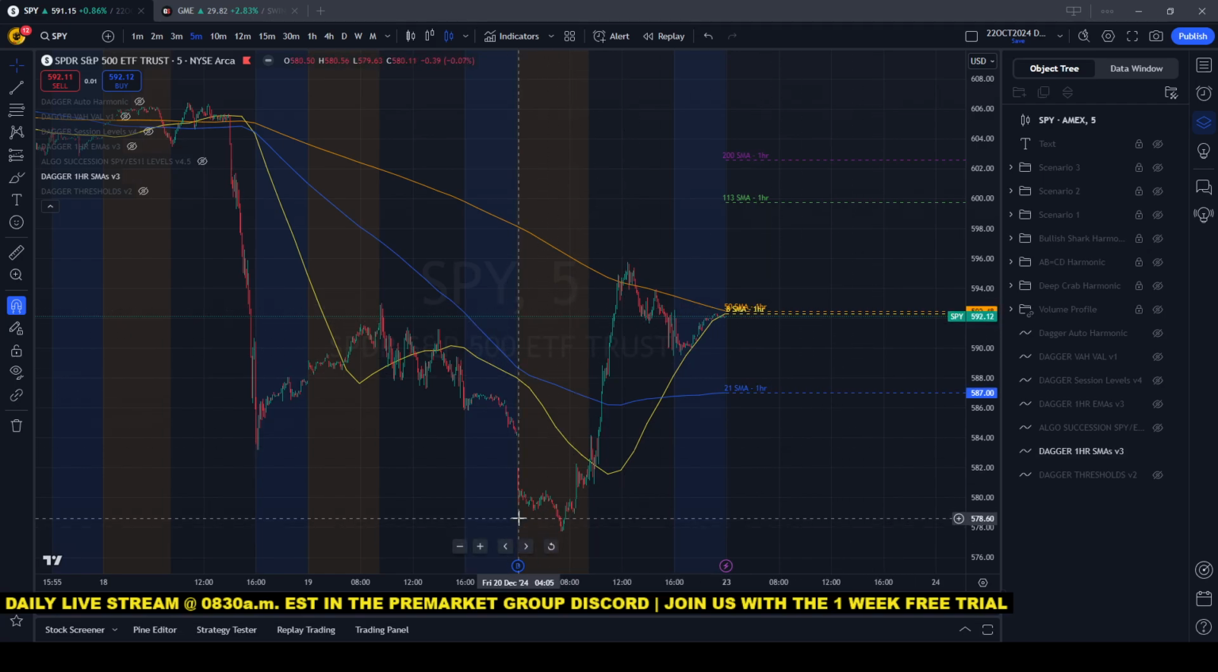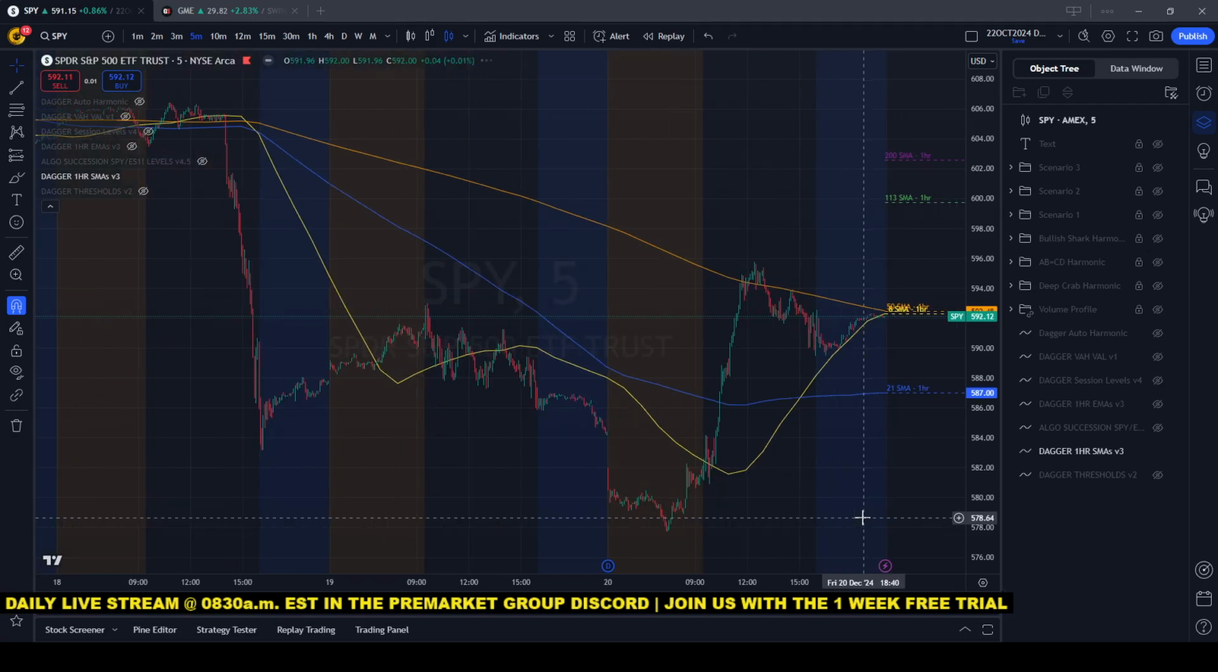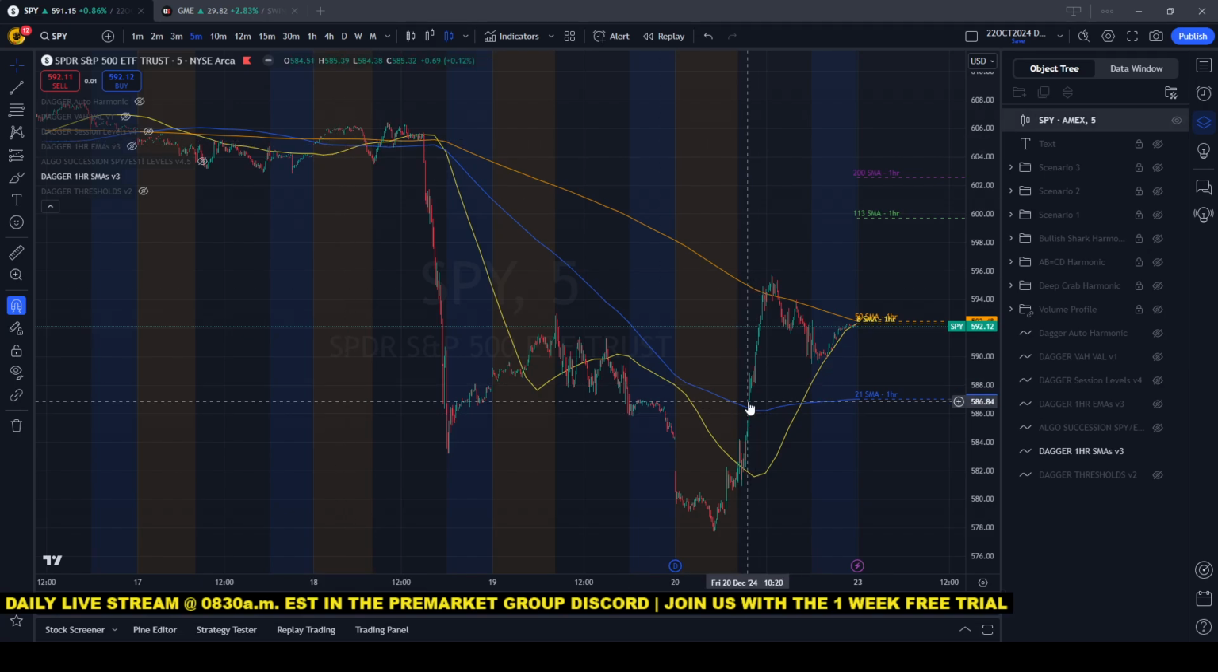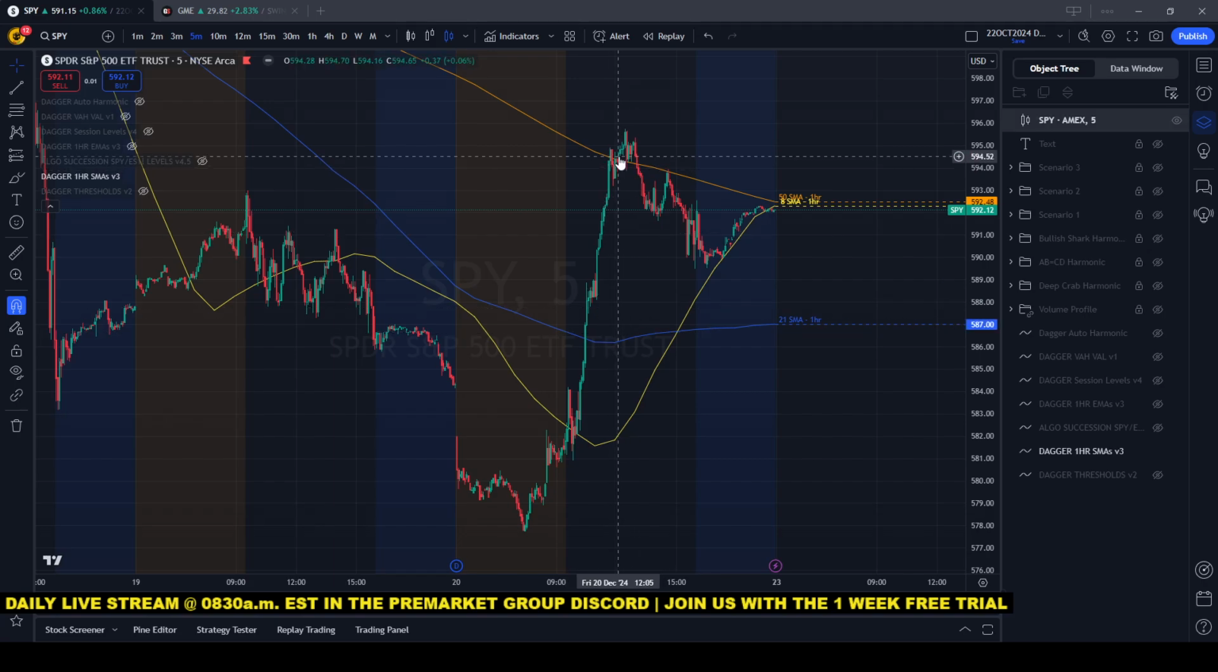Friday I called the 579 level as my key support. If we held that, then I was long. Most people I know, at least in my Discord, we all went long. And look what happened. We tested that same 21 SMA. We did not reject it. So immediately, I'm thinking we're going to the 50 SMA.